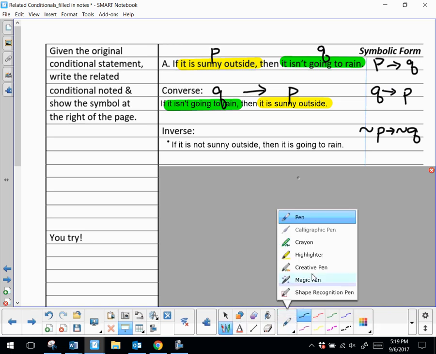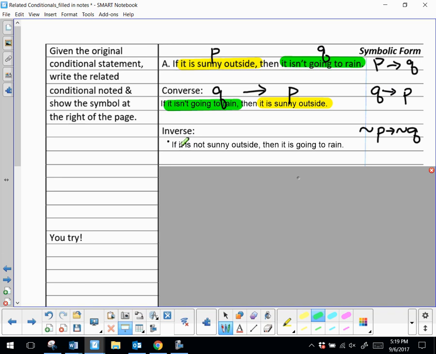Again, I might even go to the level of saying, all right, I've got the P. Let me change that to yellow. I'm trying to be consistent. The P was over here. The main idea was something about it being sunny. The Q was something about it being raining. But in the case of the inverse, we know that we're going to end up with not P implies not Q by changing the direction, or doing the opposite.